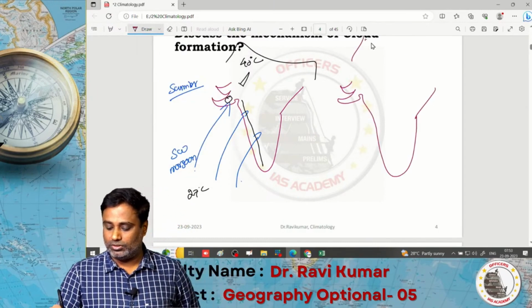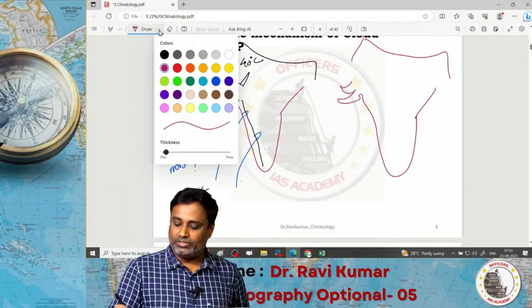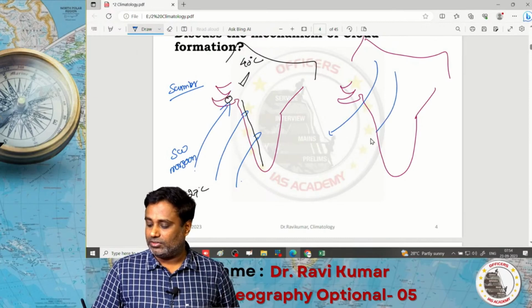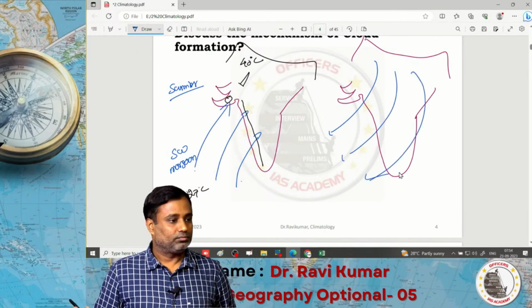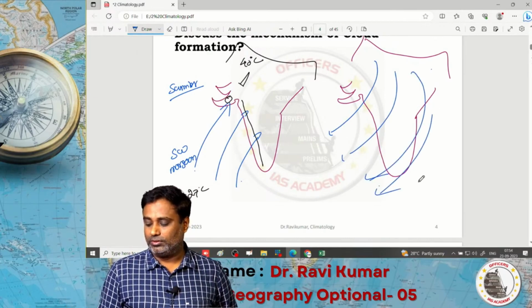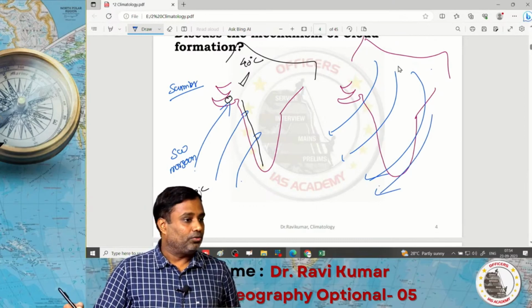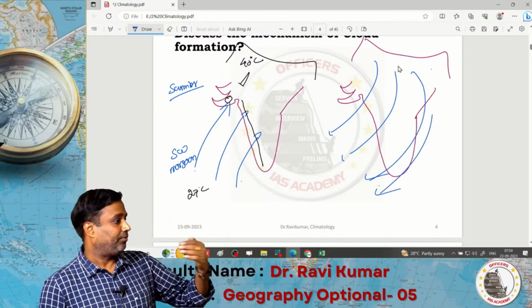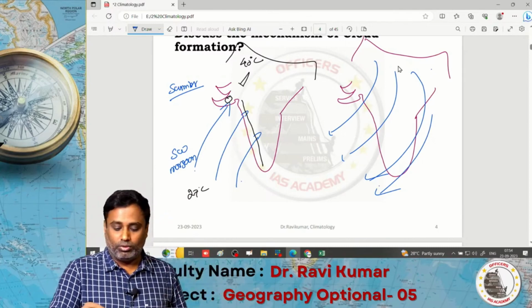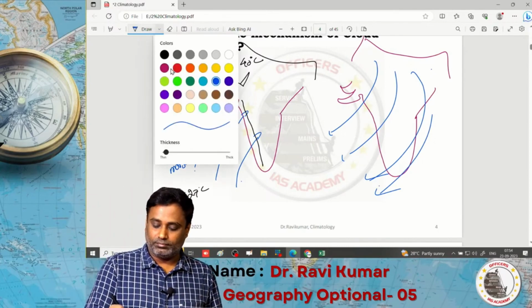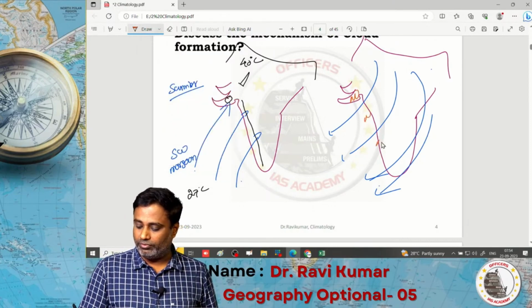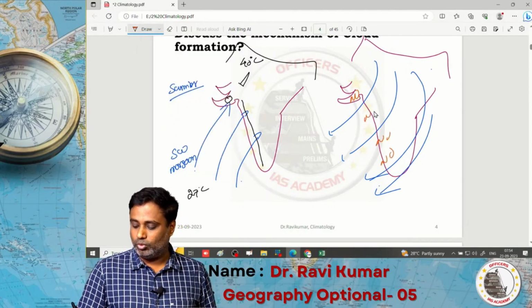what happened in the northeast monsoon system? The wind system flows in this direction. This flows from land to sea, it is offshore. It cannot bring any moisture because it is coming from land to sea. So there will be no rainfall from this wind system. So no rainfall, nowhere we get rain.